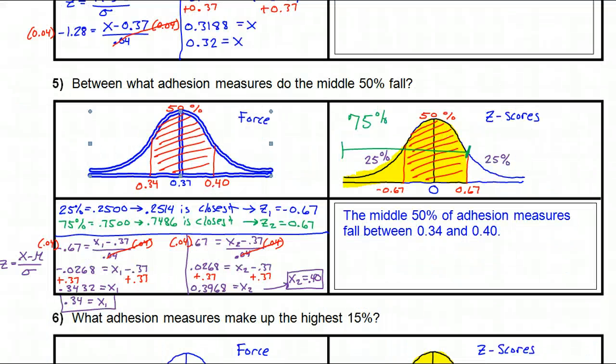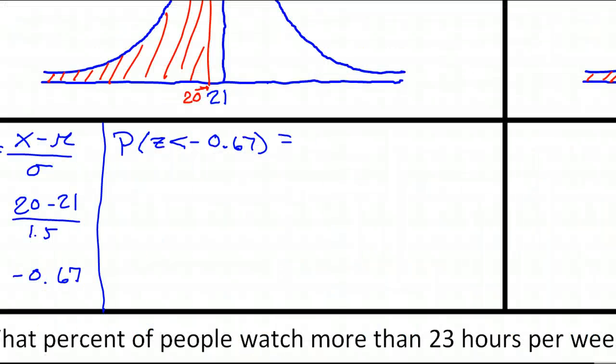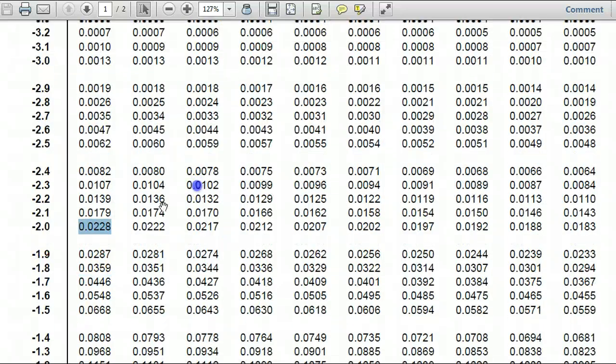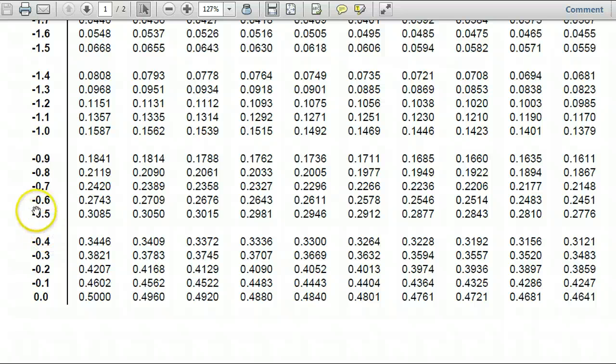So, no, not that one. Yeah, why not? Our z-score is negative 0.67. So because it's negative, make sure you're on the negative side of the paper. Okay, now I'm looking for 0.6. Okay, so I'm starting here. This is our negative 0.6. The 7 in 0.67 gives me the column. So this is column 0, 1, 2, 3, 4, 5, 6, 7.